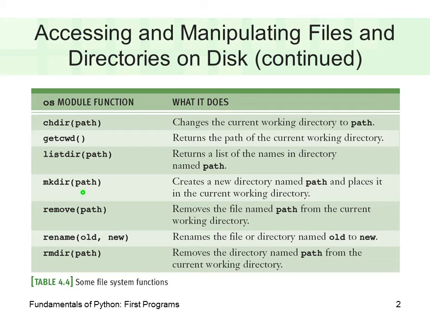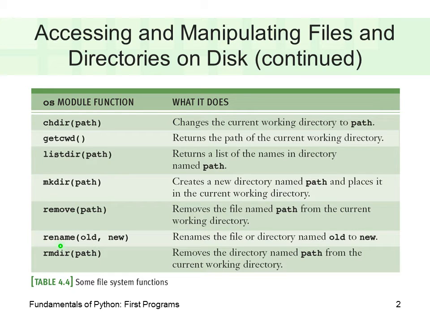mkdir, with an argument of path, will create a new directory named path. This is make directory, so it creates a new directory named path and places it in the current working directory. We can say that we want to remove the file named path from the current working directory. So this is another handy command.